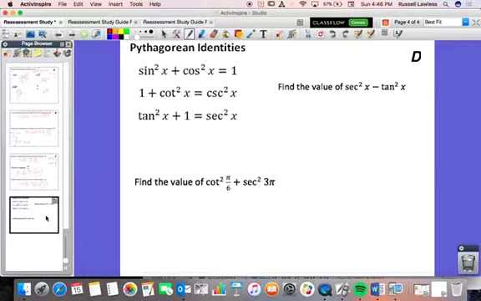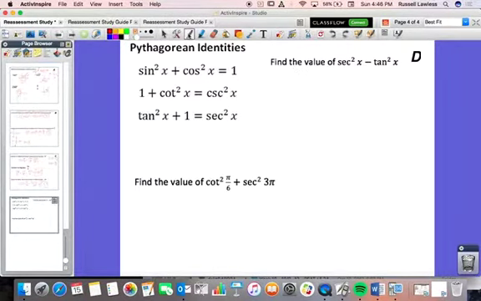We have sine squared x plus cosine squared x is equal to 1. 1 plus cotangent squared x is equal to cosecant squared x, and tangent squared x plus 1 is equal to secant squared x. Essentially, when you're using Pythagorean identities, you're going to be given an equation very similar to this one. And if you're given an equation similar to this, you just need to figure out, okay, how can I use what I know here?